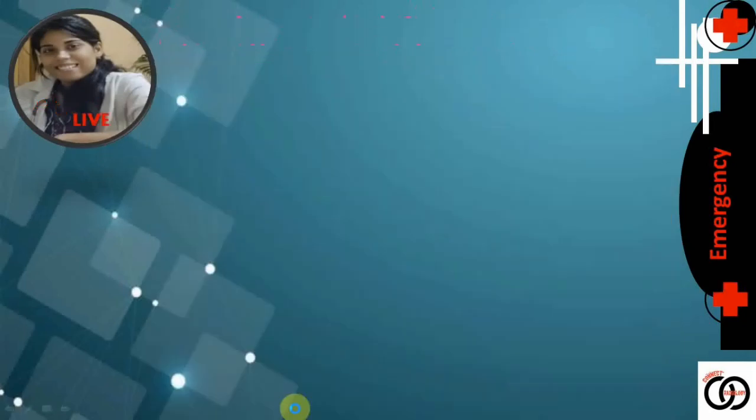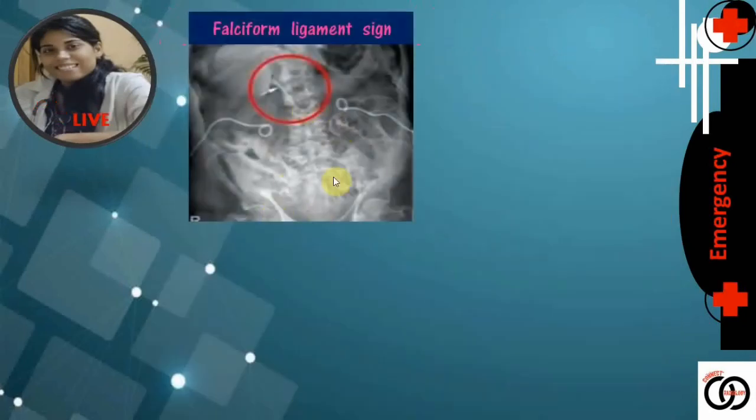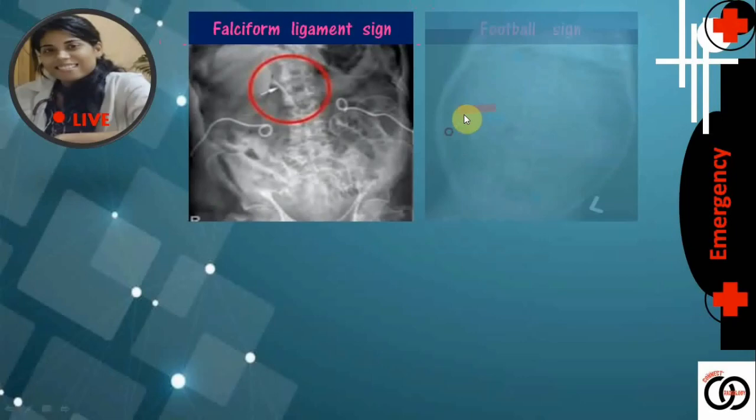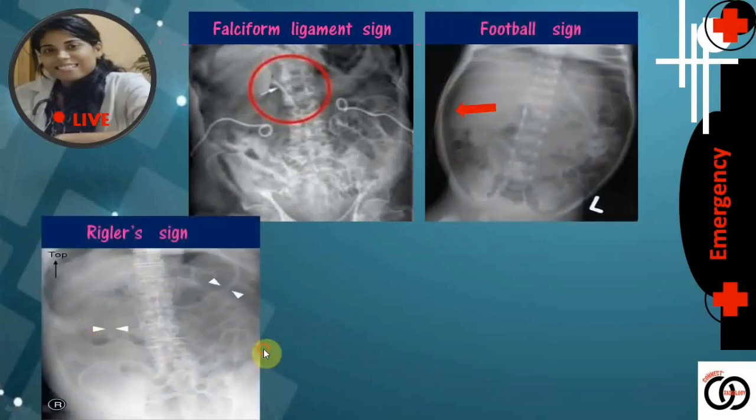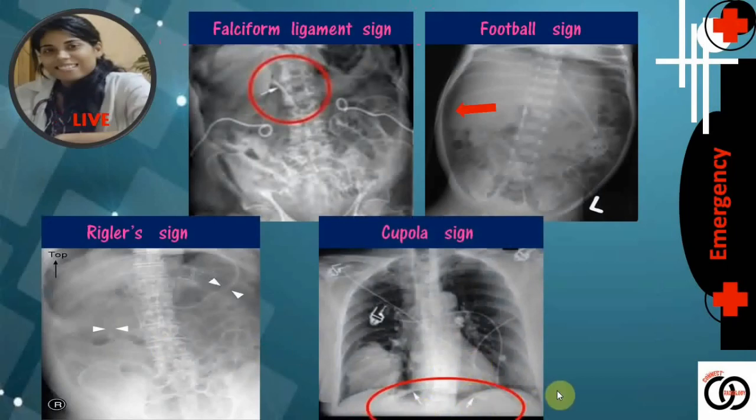Let's see the films. This is the falciform ligament sign. This is the football sign. This is the Rigler sign. And this is the cupola sign. So all these are the signs of pneumoperitoneum.